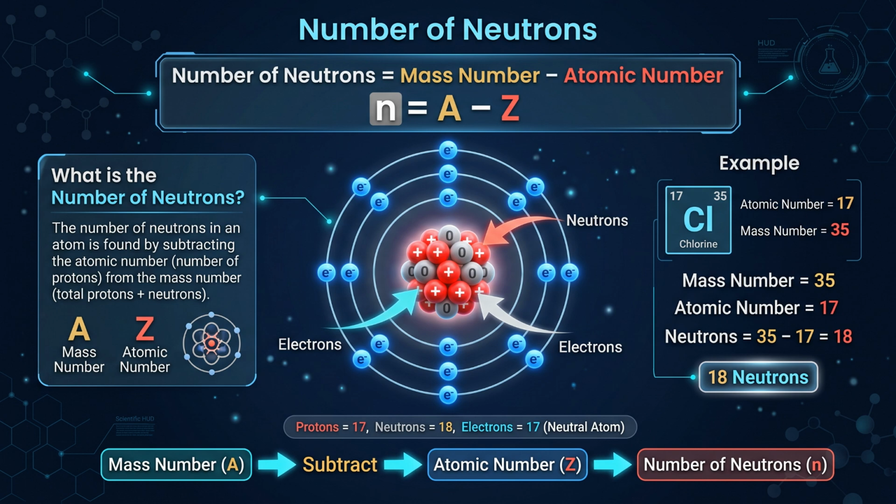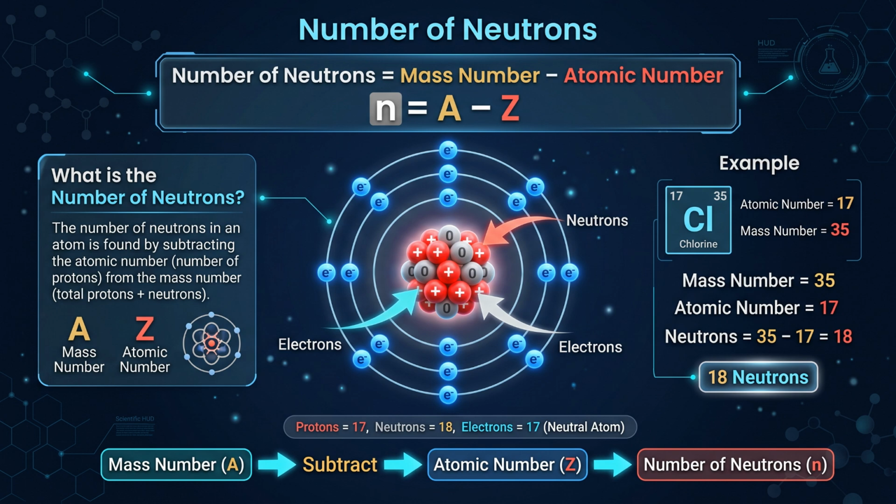One important point students should always remember is that neutrons do not affect the chemical properties of an element directly. Chemical reactions mainly involve electrons, especially the electrons in the outermost shell. However, neutrons greatly influence the mass, stability, and radioactivity of an atom. Some isotopes with too many or too few neutrons become unstable and undergo radioactive decay. This is why certain isotopes such as carbon-14 and uranium-235 are radioactive while others are stable.